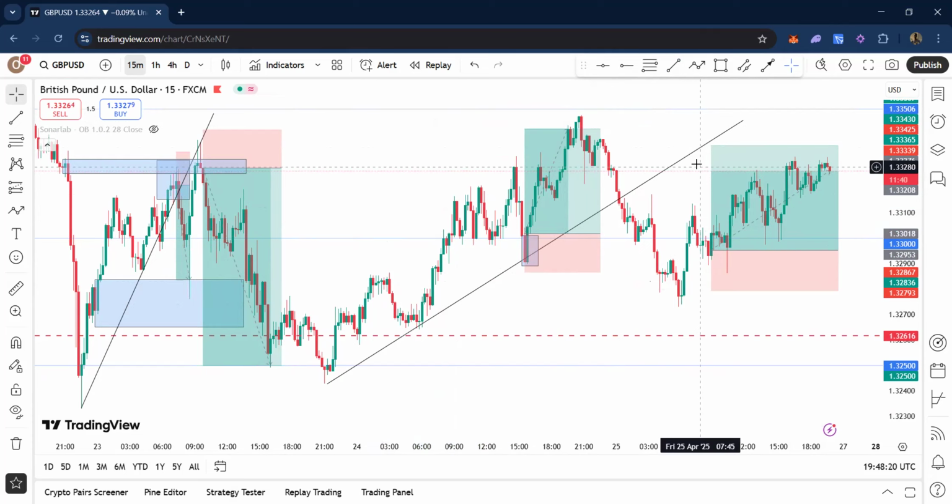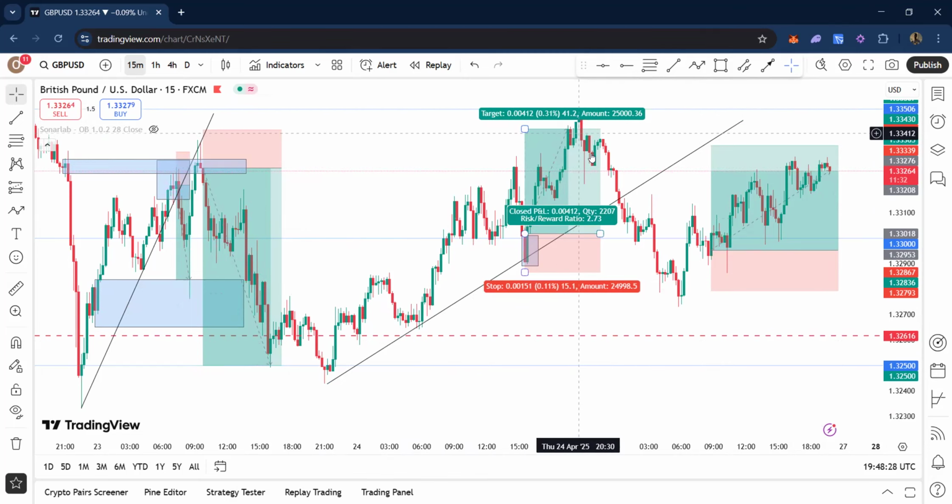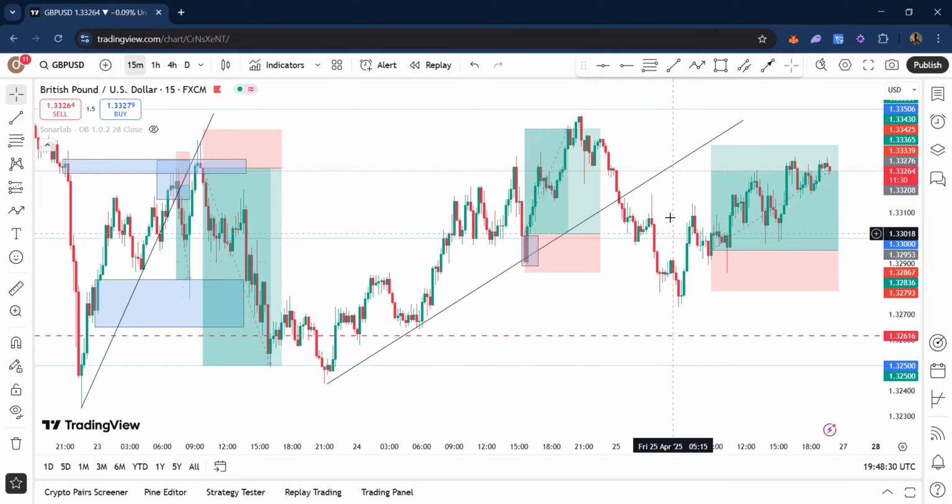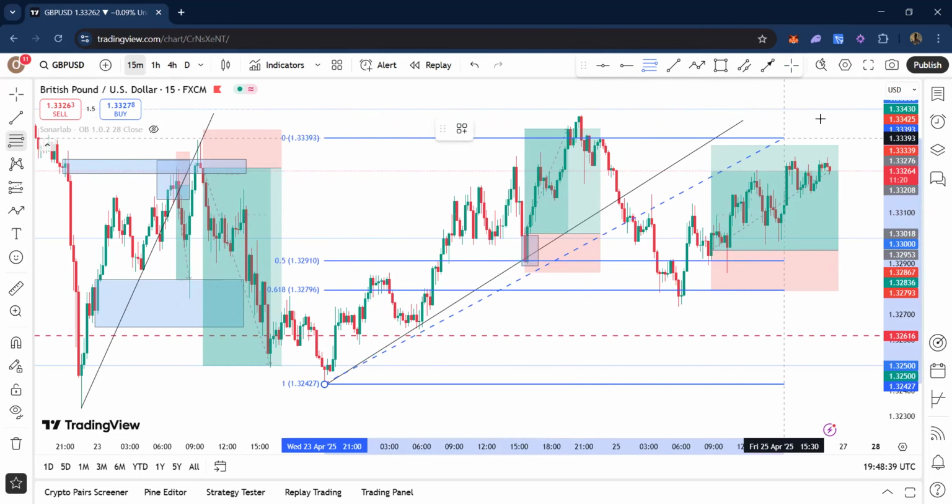Then it hit me: this market was going up. It was still in an uptrend. So here it was coming back to retest something. Then it hit me that okay, we are in an uptrend. So I pulled the fib from here up to up here and stretched it out.